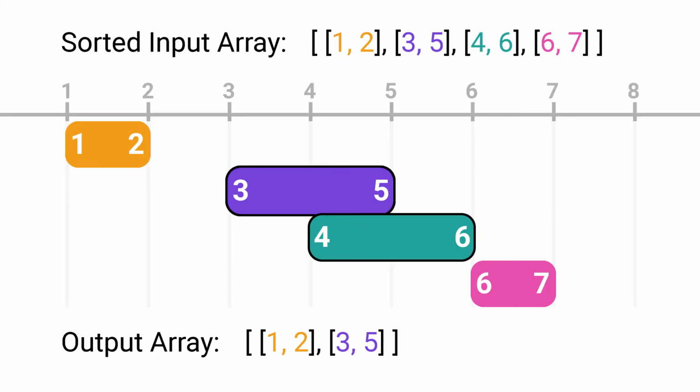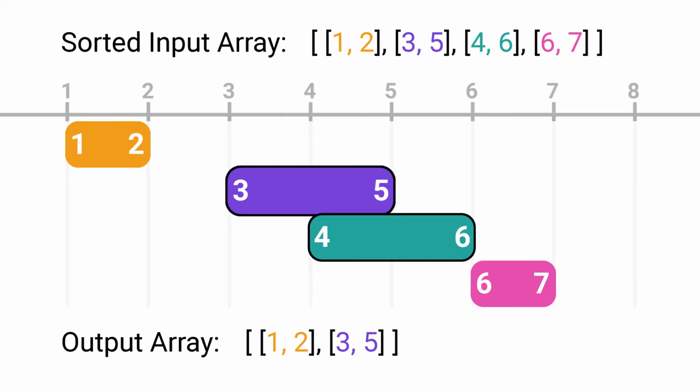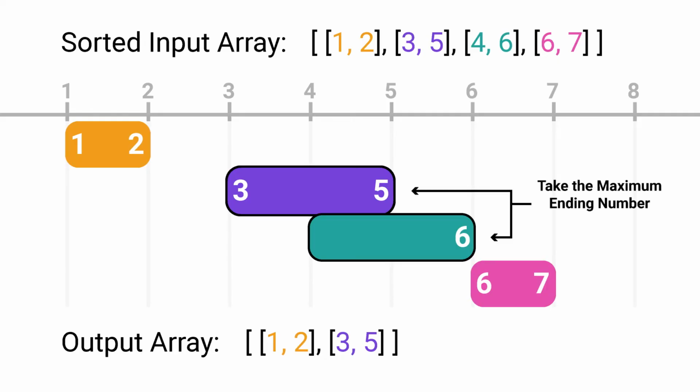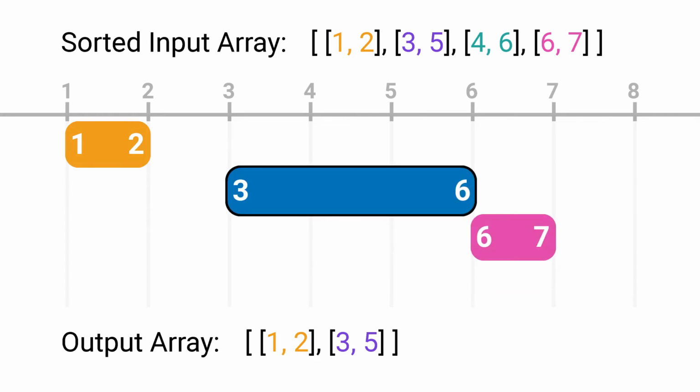For the third interval 4, 6, the last interval present in the output array is 3, 5. Here the starting number 4 of the interval 4, 6 falls before the ending number 5 of the interval 3, 5. That means this interval can be merged with the last interval present in the output array. Since the input array was already sorted in the beginning, we know that the last interval in the output array will have the minimum starting number compared to the interval we are currently analyzing. So we only need to check which interval has the maximum ending number, and we will update the last interval's ending number with this maximum number. So as a whole, we have a new merged interval in the output array.